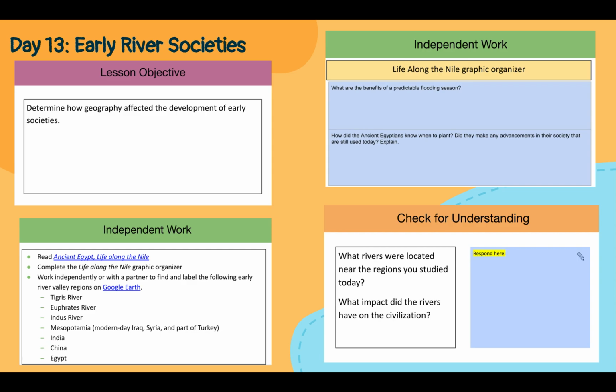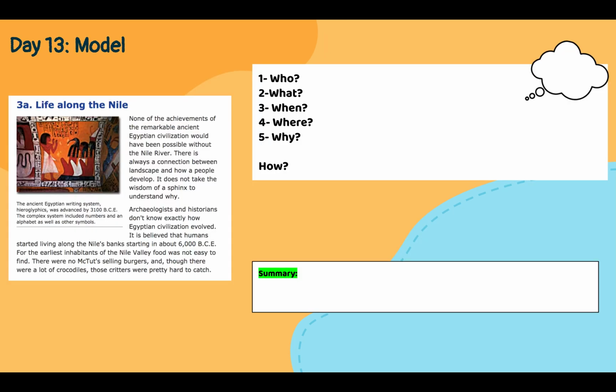In Day 13 of Unit 1, Early River Societies, in Passports to Social Studies, we're asked to determine how geography affects the development of early societies. In order to answer these questions, we have to read a text called Ancient Egypt, Life Along the Nile. So let's take a look at what using the 5 W's and an H actually looks like. We're going to be reading this portion of Life Along the Nile and gather as much information as we can as we read.